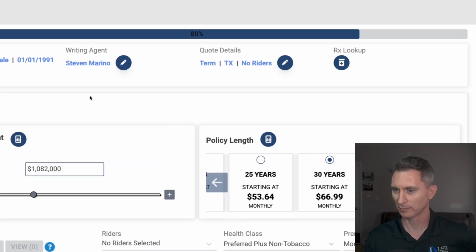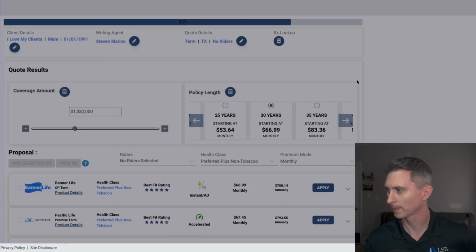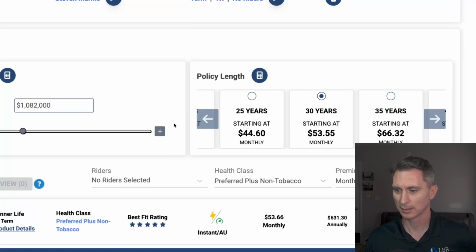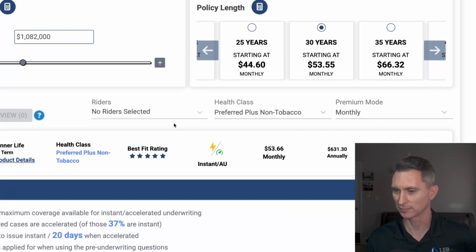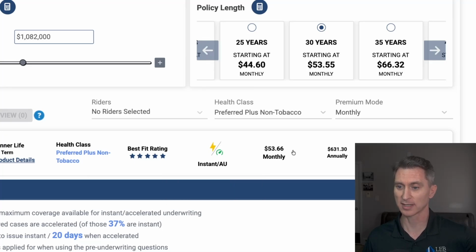Now, I also said that I wanted to show you what the rates were going to be for a female. So I'm going to hit this little pencil here and change the gender from male to female. I'm going to hit save. And now let's take a look at these prices. So when everybody's younger, for females, typically that rate is going to be a little bit less than what a male would be. So those rates are not going to be $66 for Banner Life.